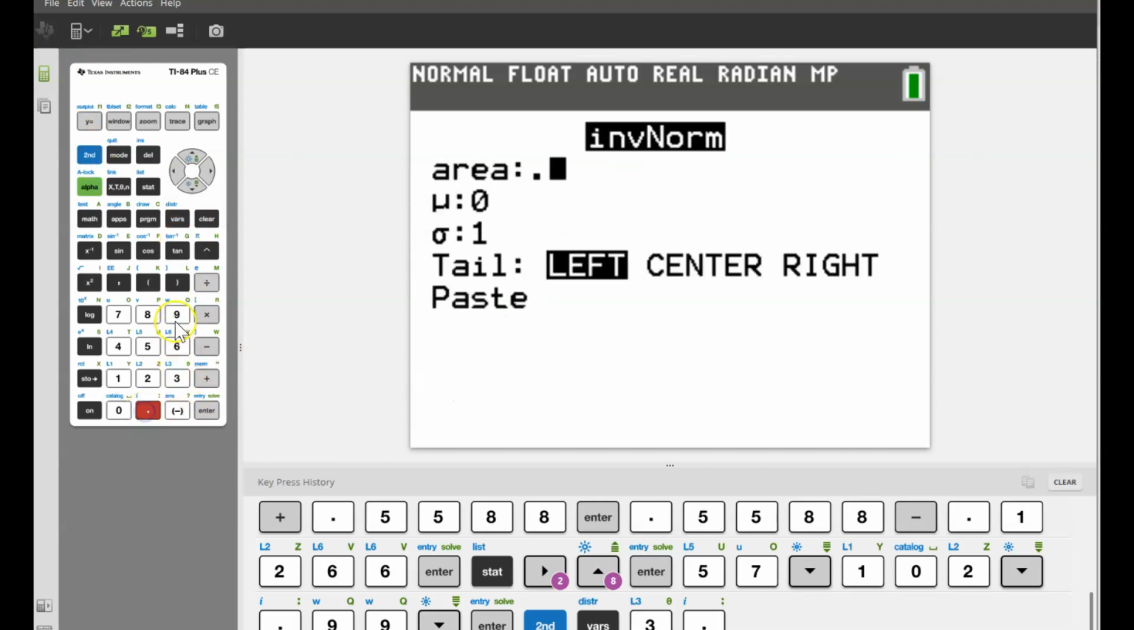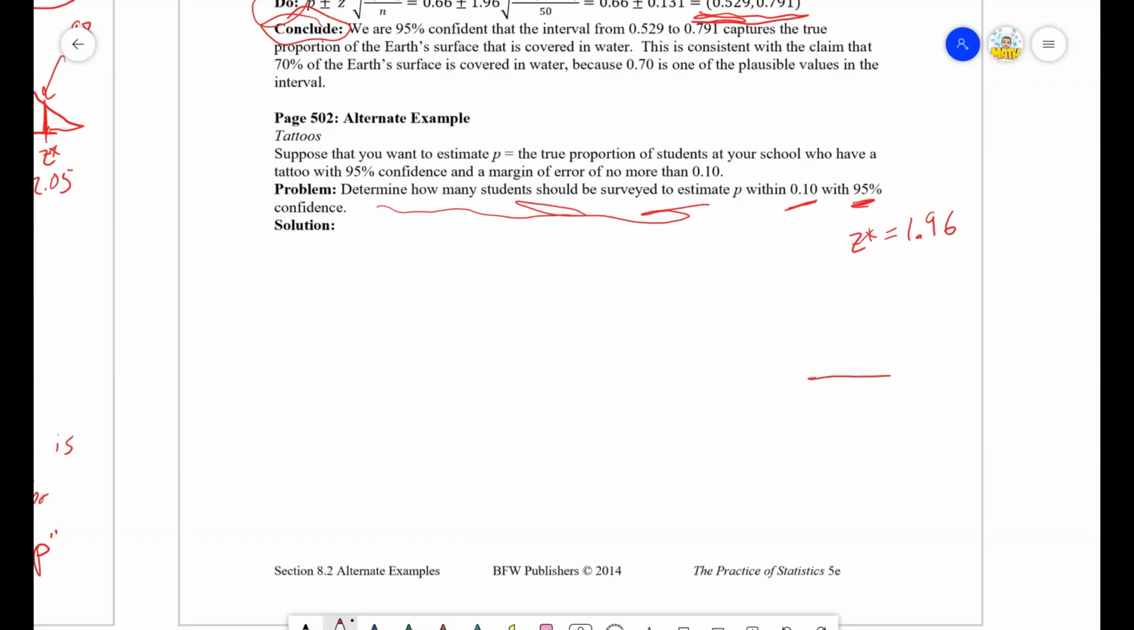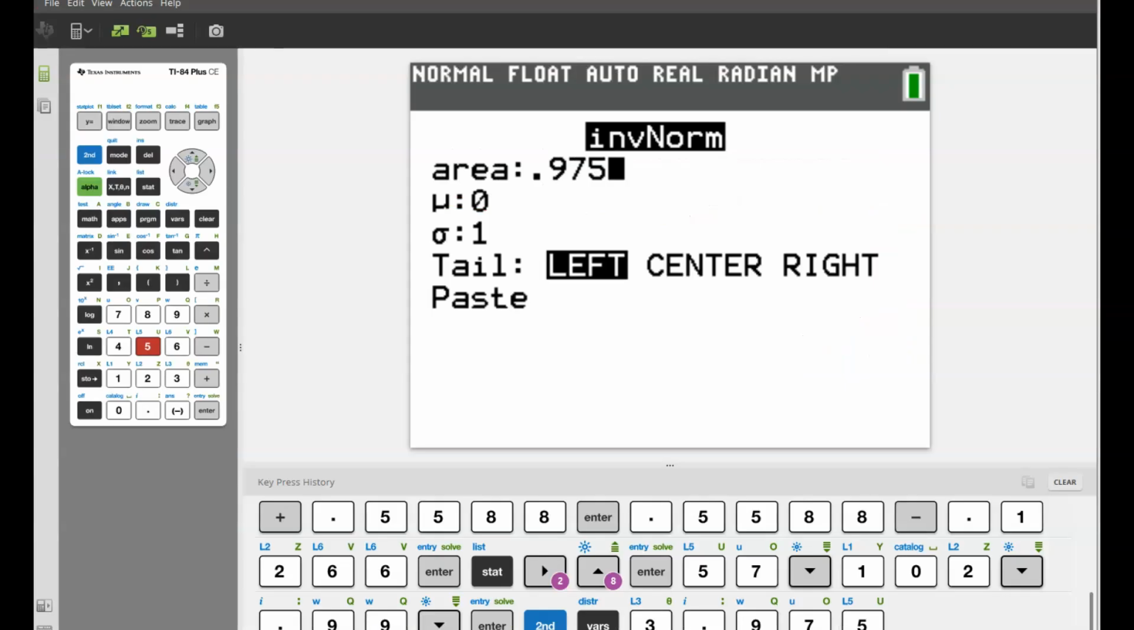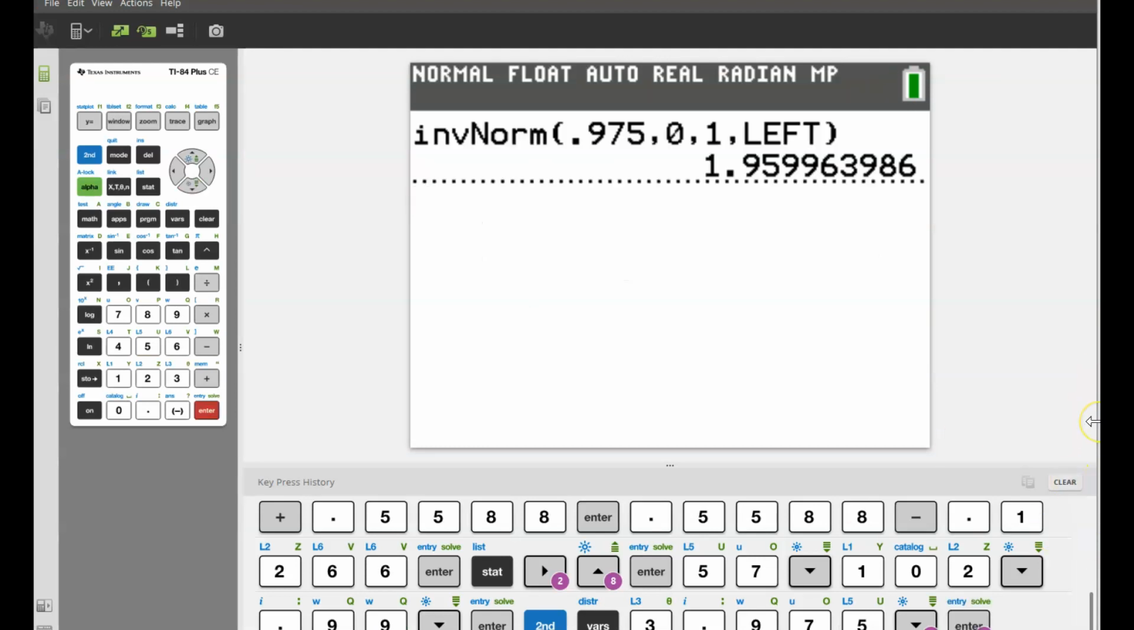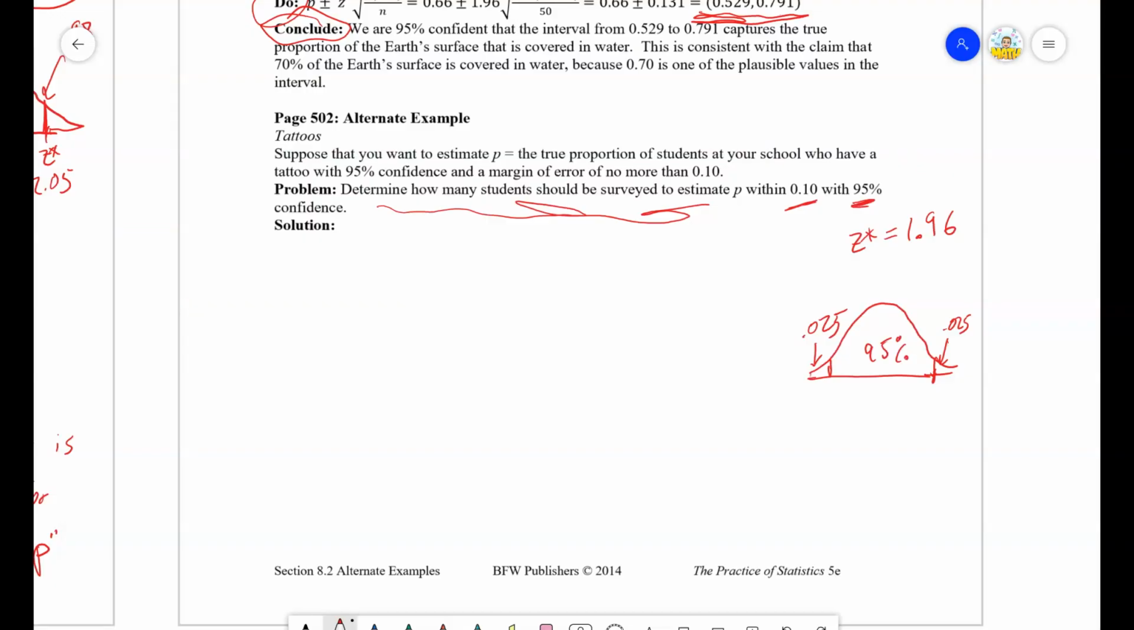We're not going to inverse norm 0.95. We're going to inverse norm 0.95 plus a tail, which would be 0.975, right? Remember, if I want 95% confidence, that's what lives in the interval. So that means that you've got 2.5% in each tail. So either inverse norm 0.025 or inverse norm 0.975. And I get 1.96, right? Which is right there on the chart. Okay, and you get the same thing if you inverse norm 0.025. Okay, so we have a z star of 1.96.